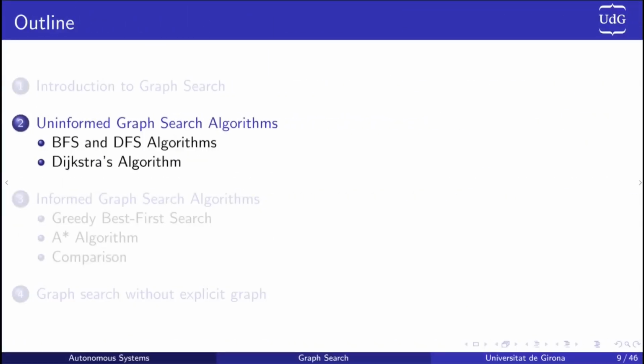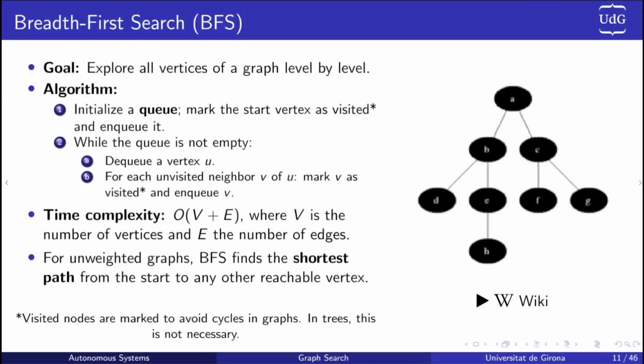Then, after this brief introduction about what graph search is and what informed and uninformed algorithms are, let's now go to see the real algorithms. Let's start with the uninformed algorithms, and the first one that we will talk about is the breadth first search.